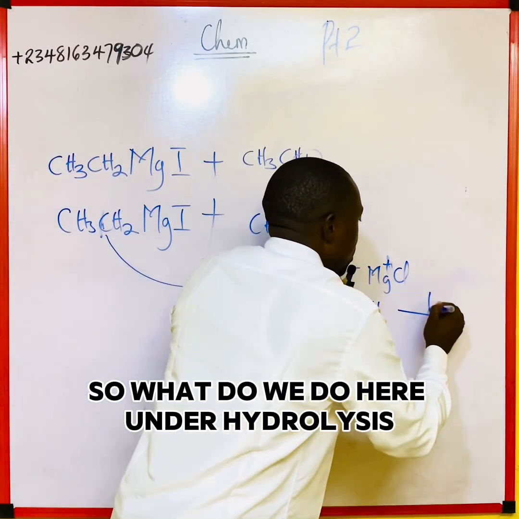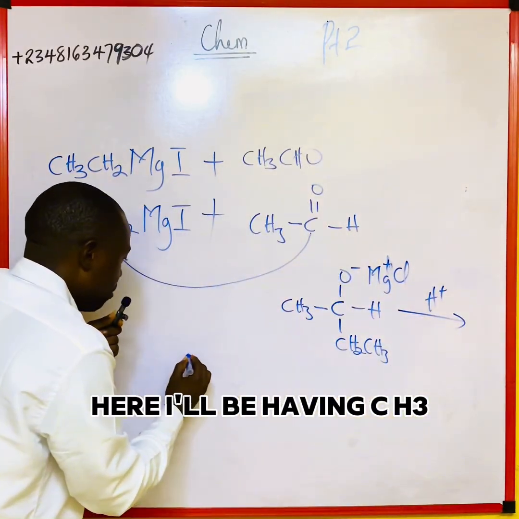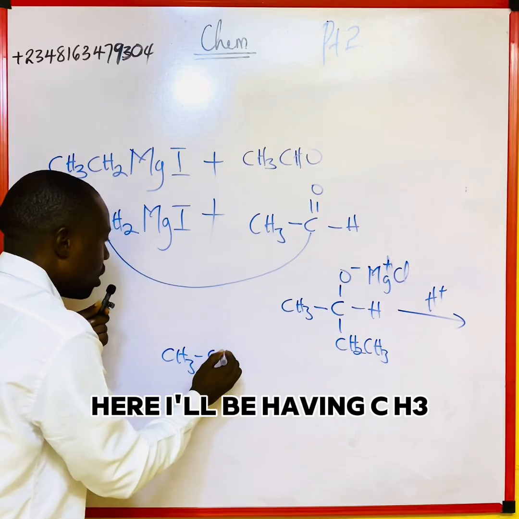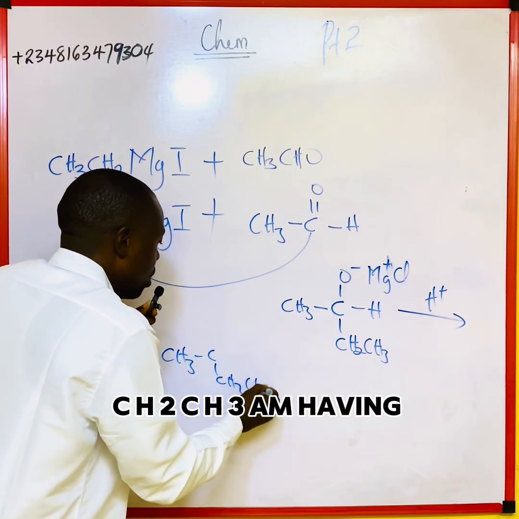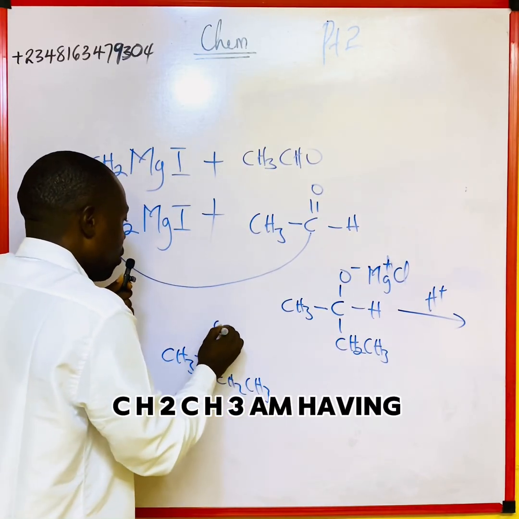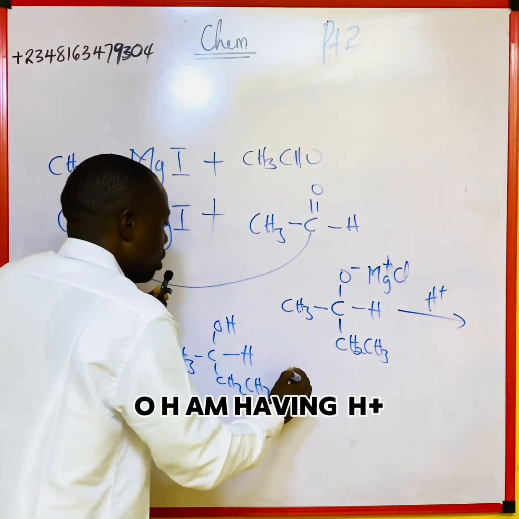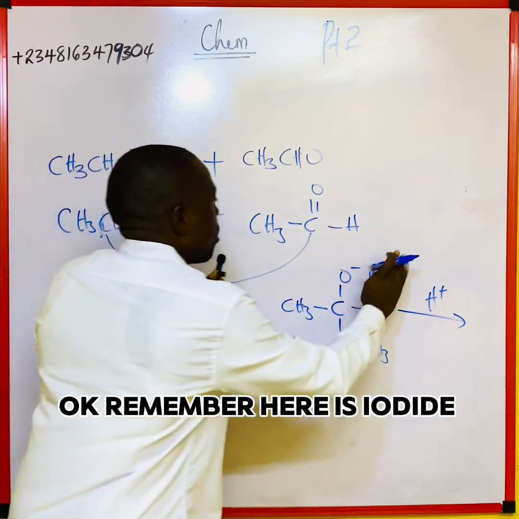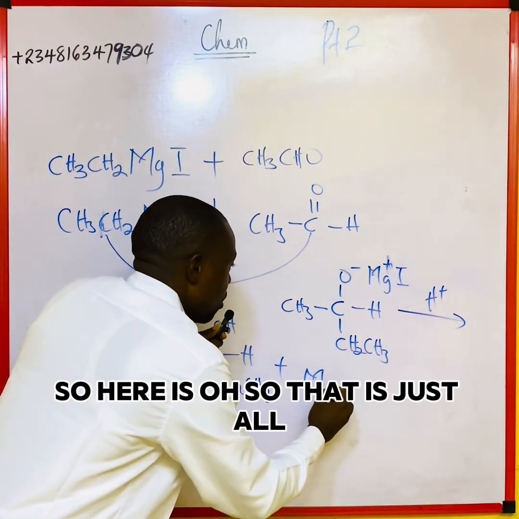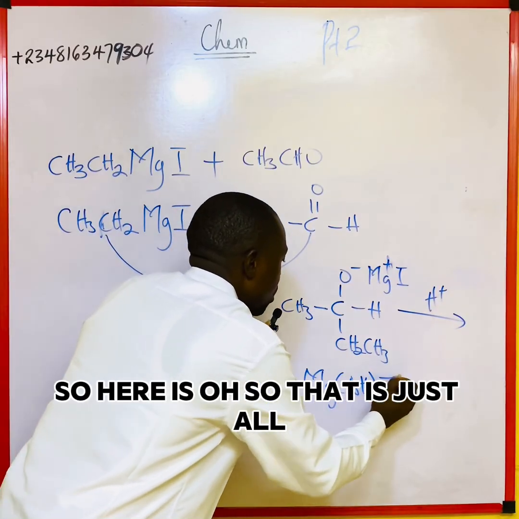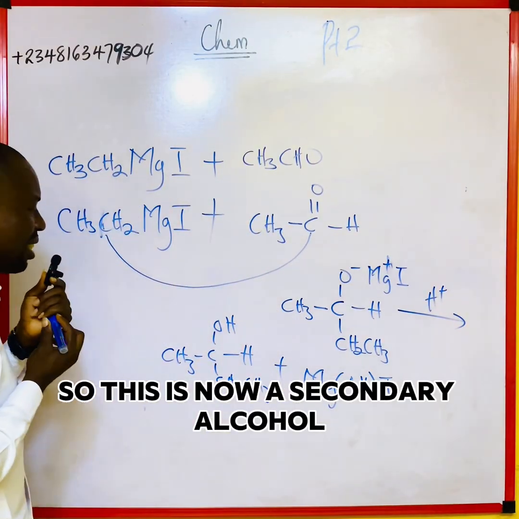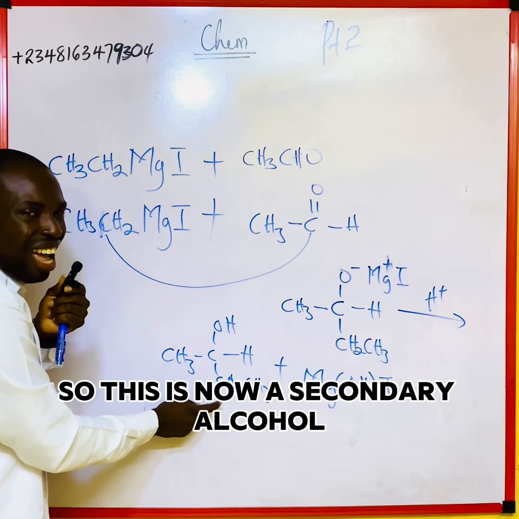Under hydrolysis here, I'll be having CH3CH2CH3 with OH, and H plus. Remember, here is iodide. So here is OH. So that is just all. So this is now a secondary alcohol.